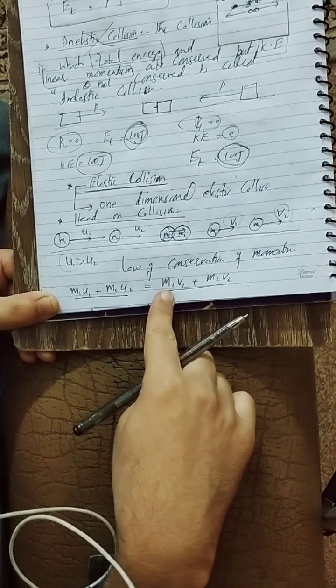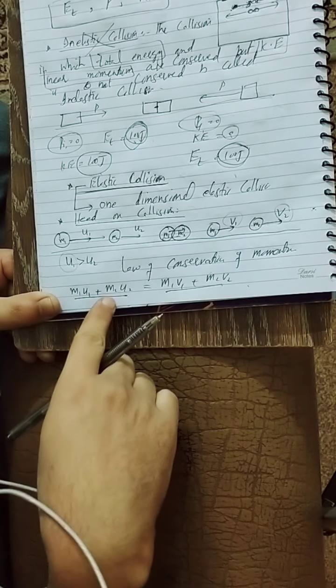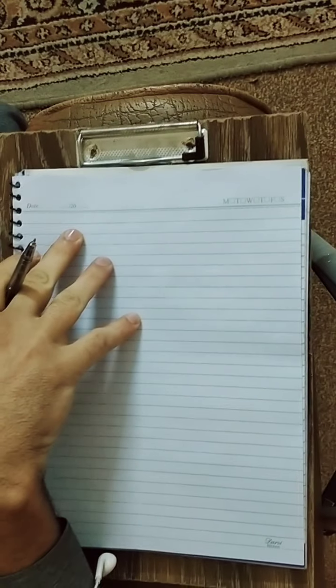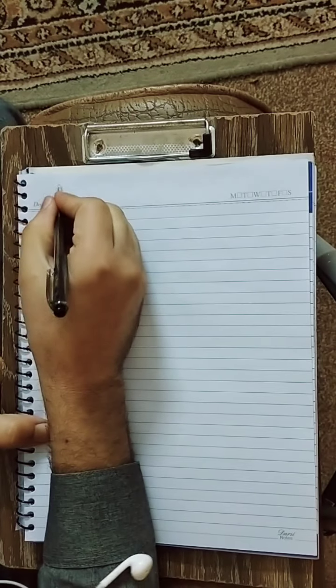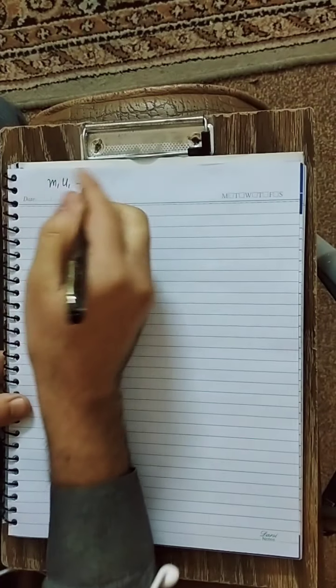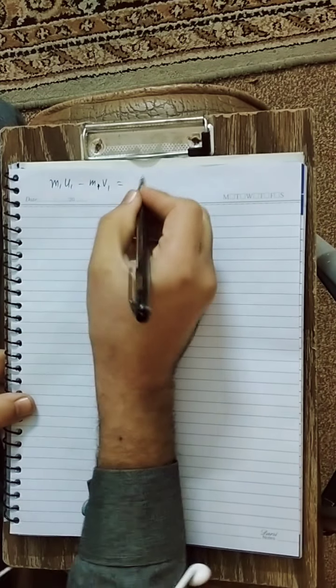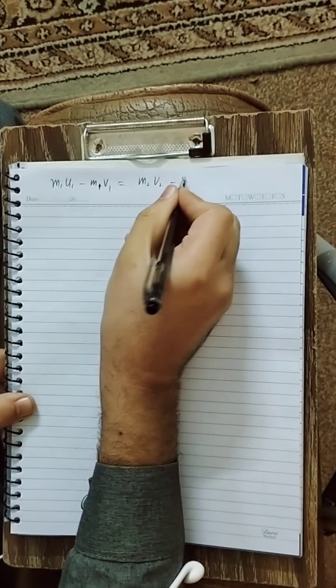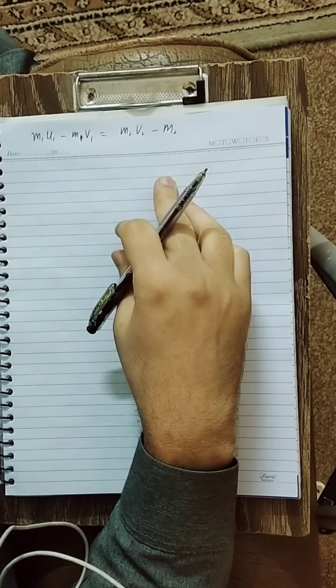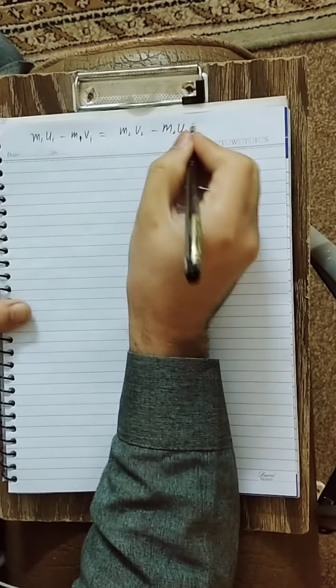So here we have an m1 term, so shift it on the left side. Here we have an m2 term, so shift it on the right hand side. So we will have m1 u1 minus m1 v1, sorry, m1 u1 minus m1 v1, okay, m2 v2 minus m2 u2. Okay, first yes, it is correct.